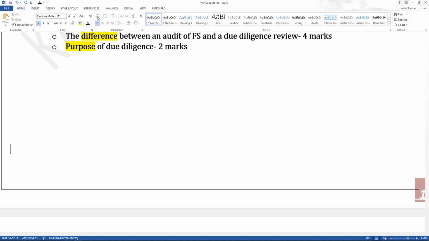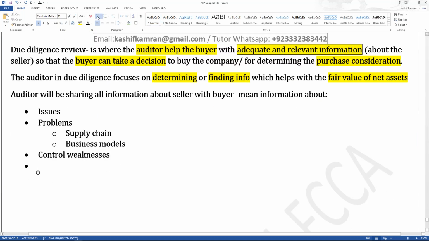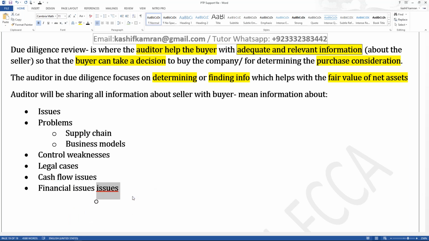So just one minute. You, as an auditor, need to share a lot of information with the buyer about the problems and issues and control weaknesses, and the list goes on, right? There might be legal cases against the seller which you need to find out. There might be some cash flow problems facing the seller which you need to tell. There might be some financial issues facing the seller which you need to tell, and the list goes on, right? There might be some obsolete products which the seller is selling. There might be some information about the market share of the seller, etc. So I cannot write the full list, right?